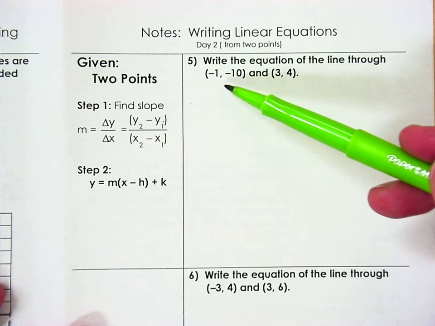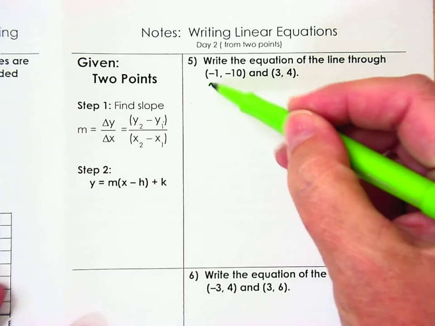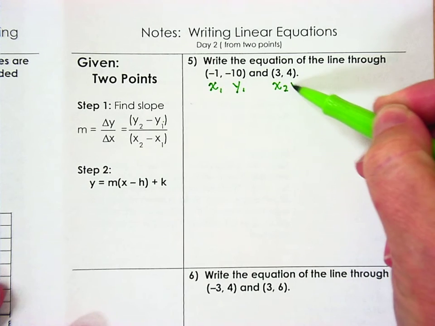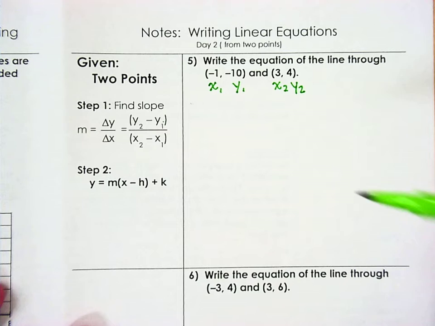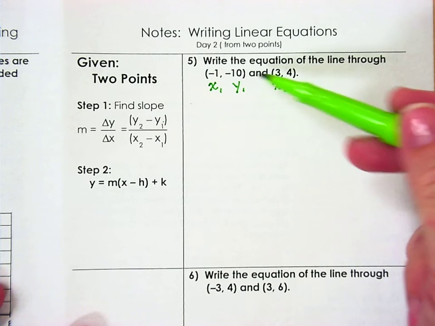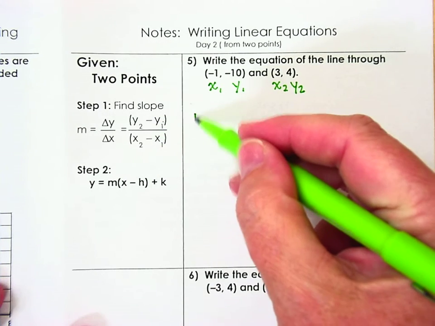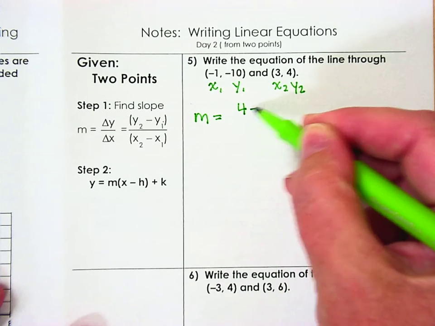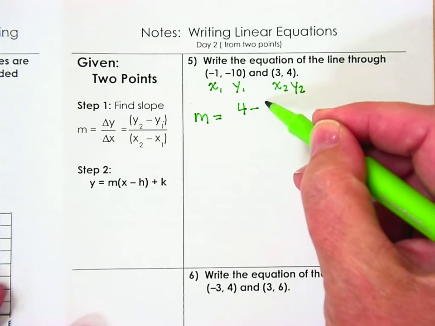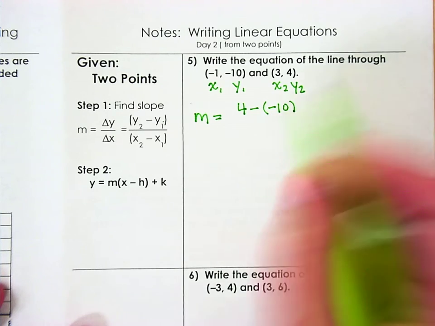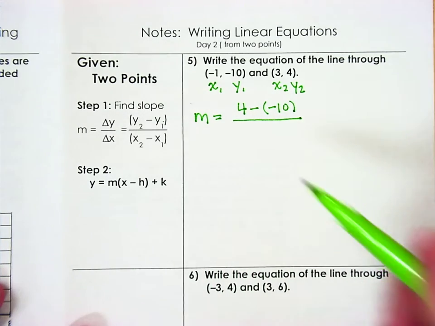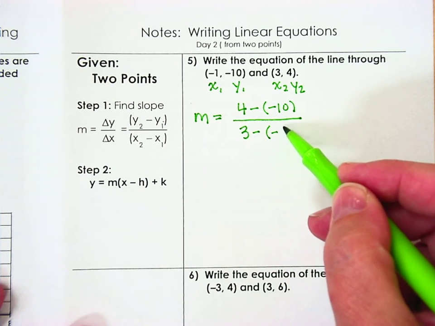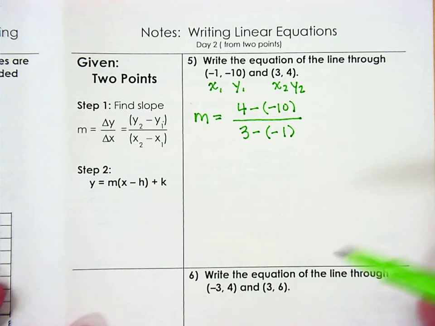So let's first label the ordered pair. So we can label x1 and y1, x2 and y2. So we're going to go ahead and substitute these numbers into our formula for slope. So m equals y2, which is 4, minus y1, so negative 10, all over x2, which is 3, minus negative 1 for x1.